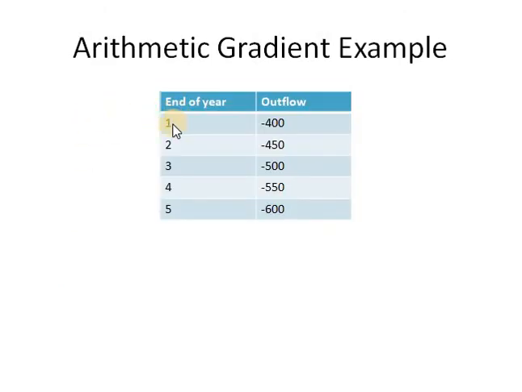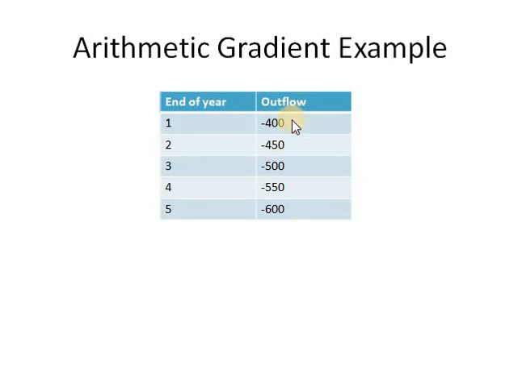Here at the end of year 1, we have an amount of minus 400. Now this minus is just an indication of the direction of the arrow. It means that this is an amount that's going to be paid. If you look at the amounts, the first amount was 400, the second one was 450, 500, 550, 600. So the amount is being increased by 50. So right away you can say that the gradient here is 50. It is an increasing gradient because the amount is increasing each time.